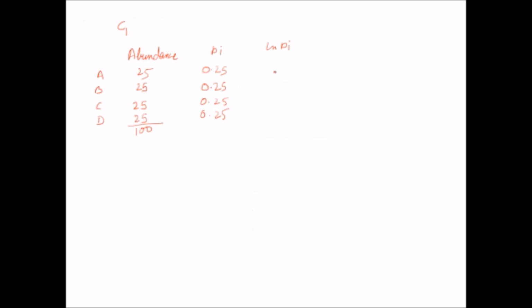So let's put the value of log in here: minus 1.4, minus 1.4, minus 1.4 and minus 1.4. Now when we multiply here Pi into log Pi, we will get minus 0.35, minus 0.35, minus 0.35 and minus 0.35.